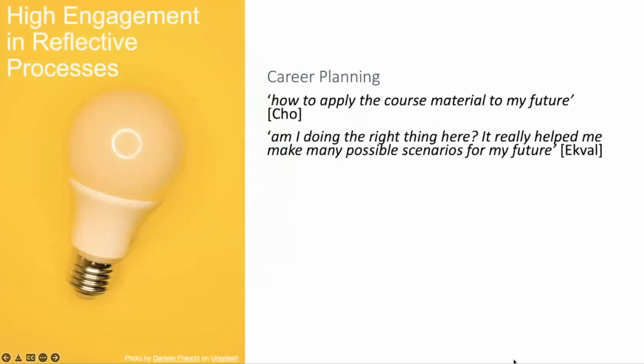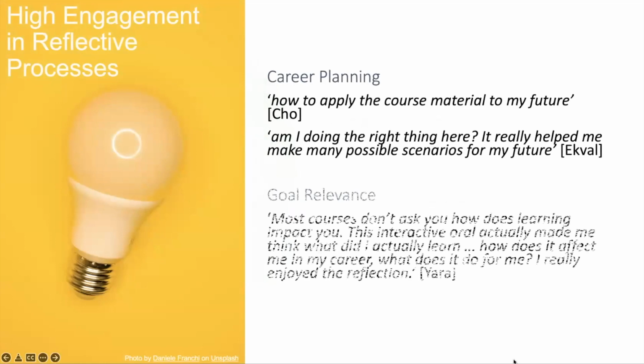In terms of preliminary analysis and results so far, several themes showed up. There was very high engagement in reflective processes, especially in terms of career planning, which was the first theme. So they had critical reflection upon how the course material would apply to their own futures. Concepts such as scenario planning and destination management were key tools which they had to use through the course, and they thought about how they would help them in terms of career planning.